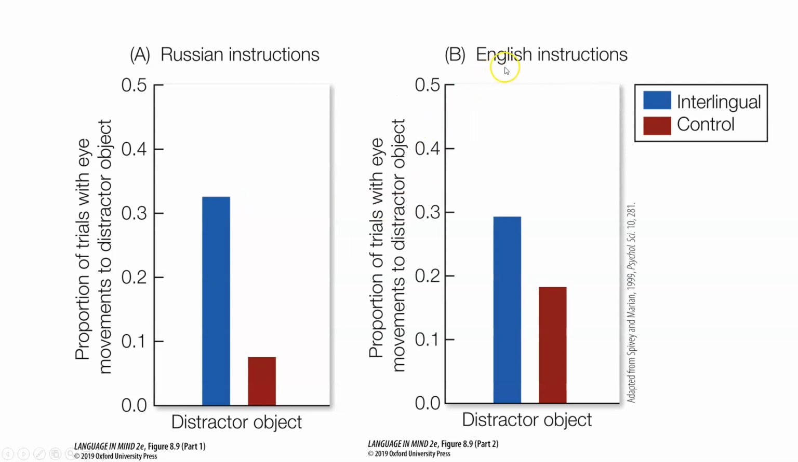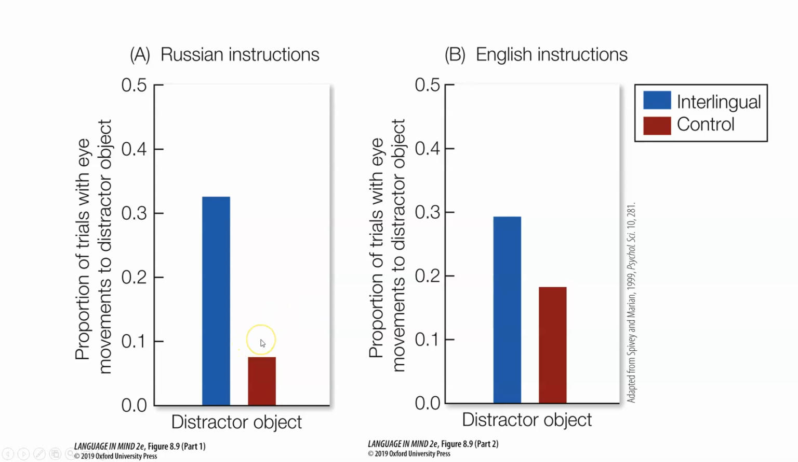If the instructions were given in English, however, we found that there was not as much of a difference between the two kinds of conditions. We see here that if they were told to look at the marker, the time spent looking at the stamp was not that different from the time spent looking at the ruler. A little bit more, but not as dramatic as if the instructions were given in Russian.